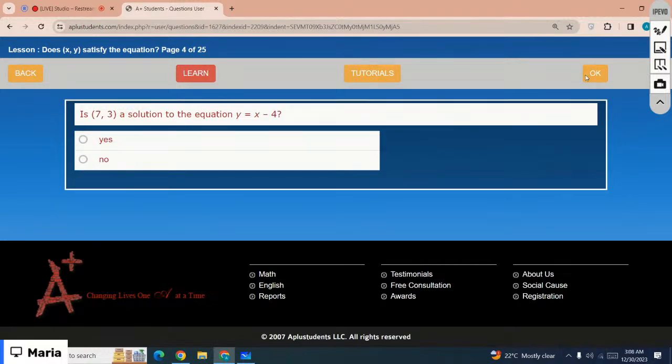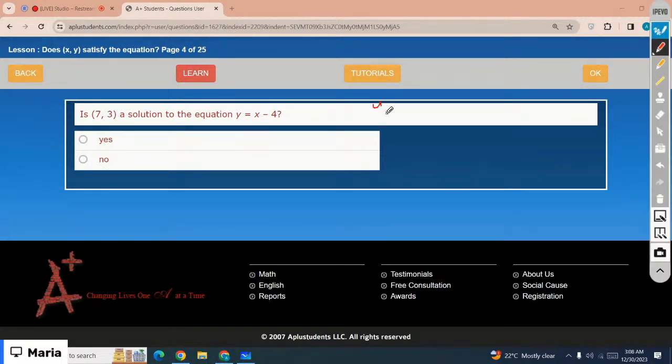Is (7, 3) a solution to the equation y equals x minus 4? So which is the correct option? The equation is y equals x minus 4, right? Here is the point (7, 3). x is 7, y is 3, right? So x is 7, 7 minus 4, and y is 3, right? So just evaluate: 3 equals 3. Yes, that is the solution of the equation. The correct option is yes, it is.